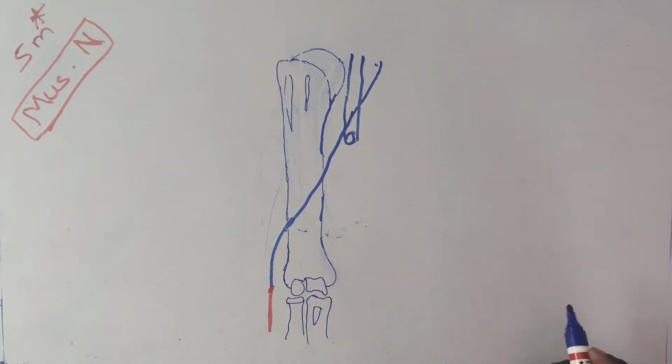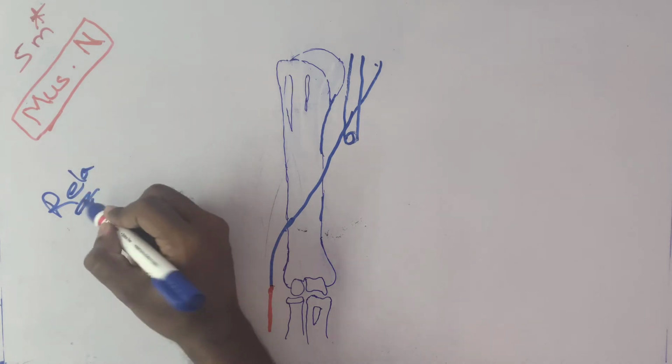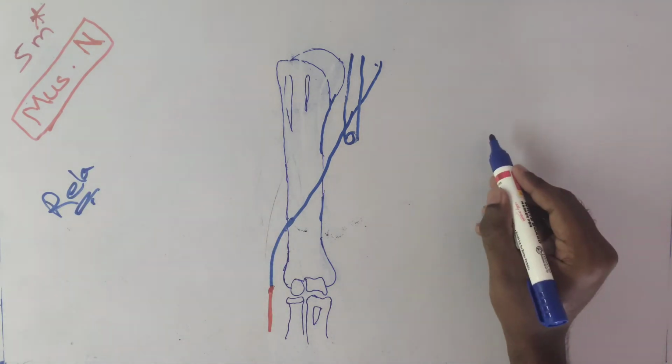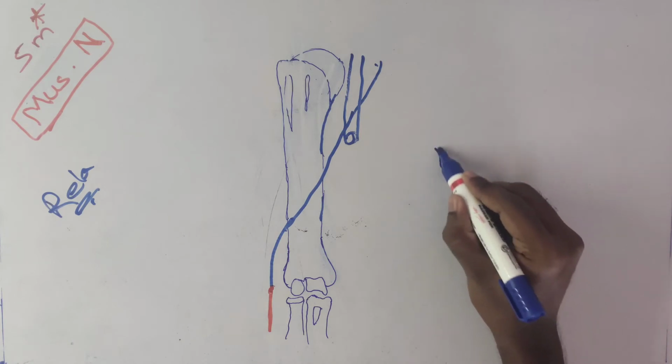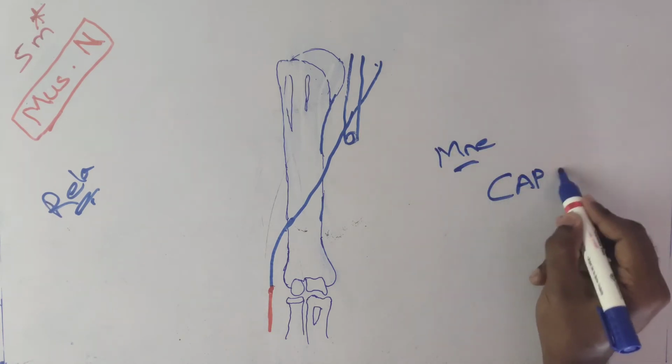lateral cutaneous nerve. Now coming to the relations of the musculocutaneous nerve. It has 4 relations. The mnemonic of those relations is CAPS. C-A-P-S.